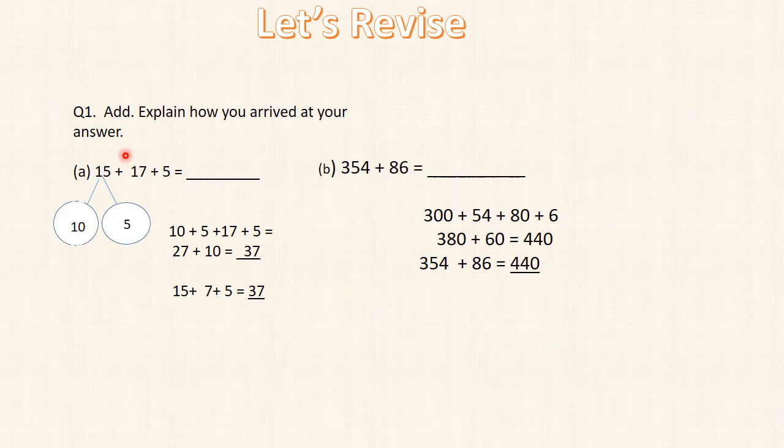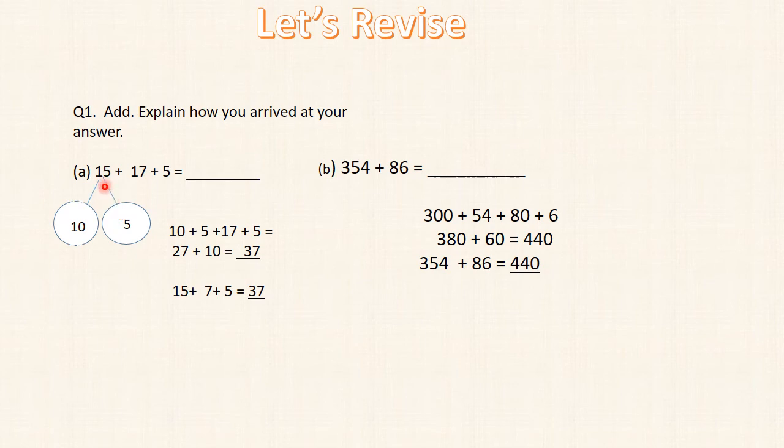So how would you show me the method? You will actually do the breaking method. In this case I have broken 15. It's up to you. You can even break 17. You can even break 5. I've broken 15 into 10 and 5. 10 plus 5 is 15. You could also have broken 17 into 10 and 7. You could also have broken 5 into 3 and 2. 3 plus 2 is 5.